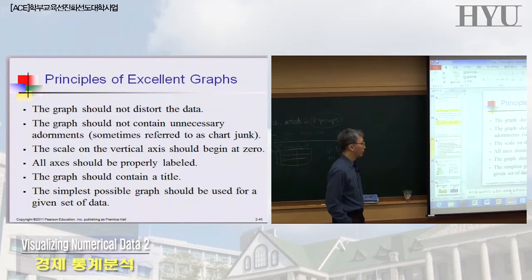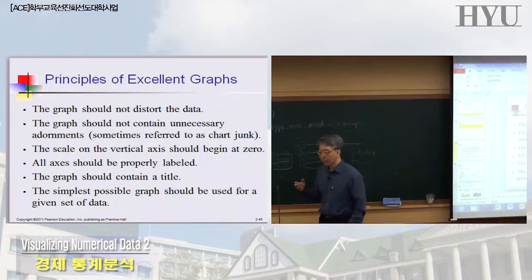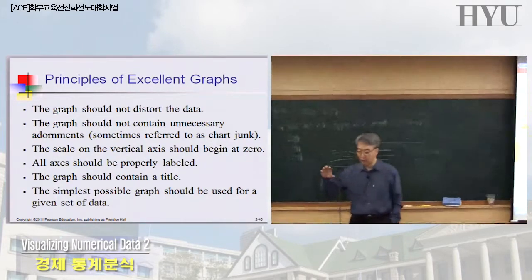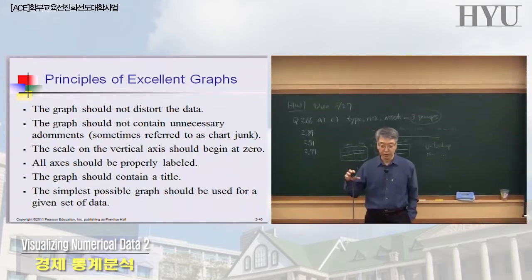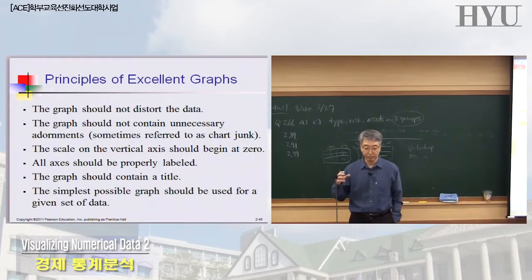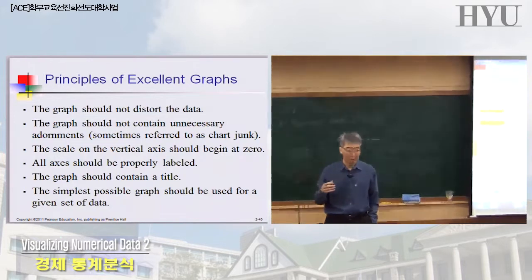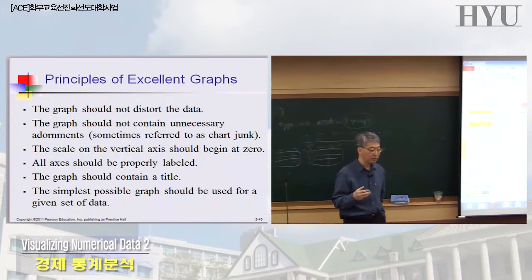First of all, the graph should not distort the data. And the graph should not contain unnecessary adornments. I think these two things happen together typically. If you look at all those newspapers or magazines, you see lots of charts and presentations, and they try to make them very visually pleasing and interesting. And that's one thing you should try.